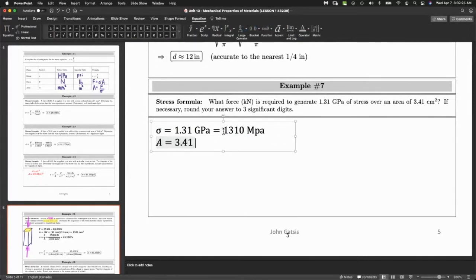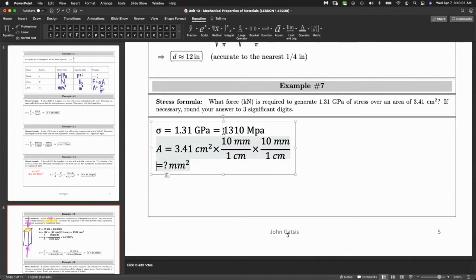The area is a little bit messed up as well. We have 3.41 centimeters squared. How many millimeters squared is that? Don't worry, I'll walk you through this one. Okay, so probably some people are rusty on this one. Remember that we have 10 millimeters for 1 centimeter. But because it's squared, you have to do it twice. So that's why the answer is equal to 341.